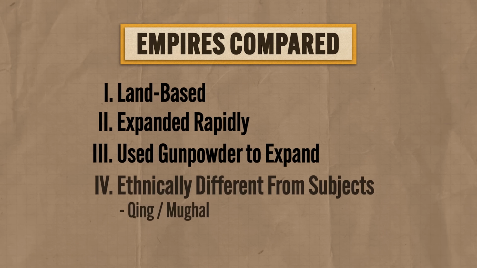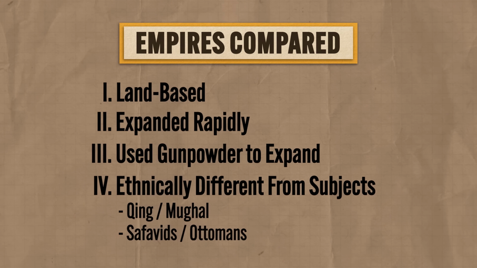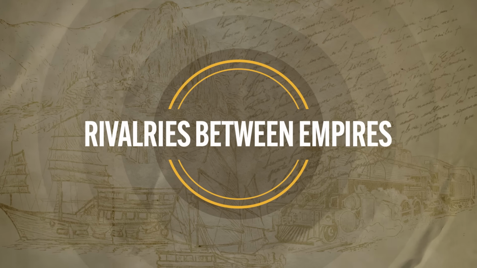Both the Qing and the Mughal were ethnically different from their subjects, and while both the Safavids and the Ottomans were Muslim, one was Shia while the other was Sunni. Now, if you're paying attention, it should be obvious that if all these empires were expanding like mad and waving guns in everybody's faces, then it was inevitable that they would clash with one another, and they did.